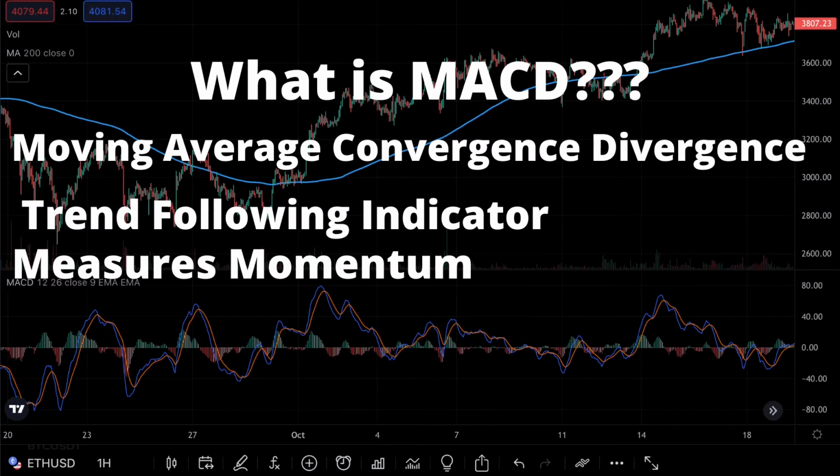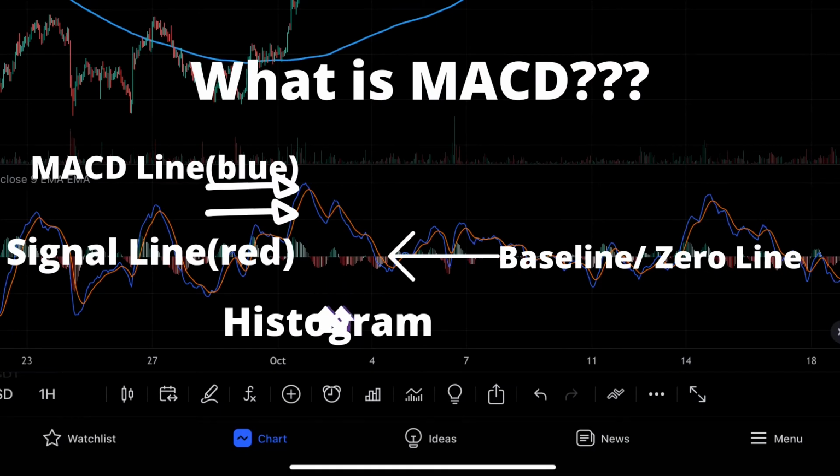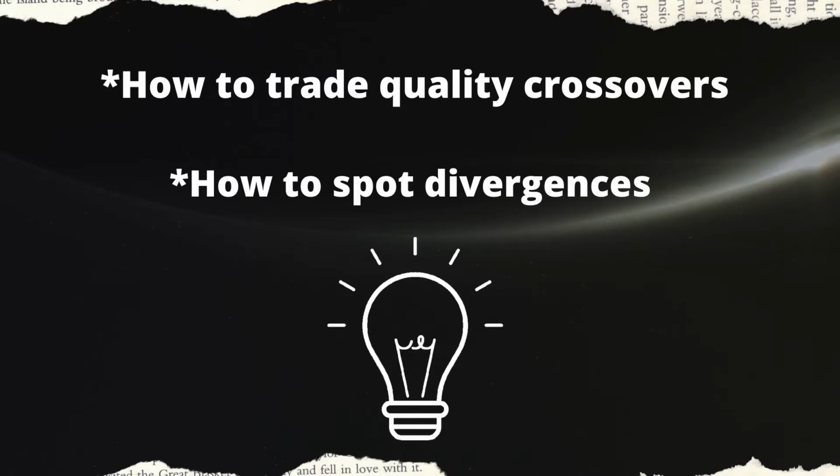MACD stands for Moving Average Convergence Divergence. It is a trend-following indicator that measures the price momentum of a particular asset. It is made up of a MACD line, which is calculated by subtracting a 26-period exponential moving average from a 12-period EMA, a signal line, which is plotted using a 9-period EMA, a baseline, otherwise known as a zero line, and a histogram. Traders commonly use this indicator to detect continuing trend crossovers and to identify reversals.